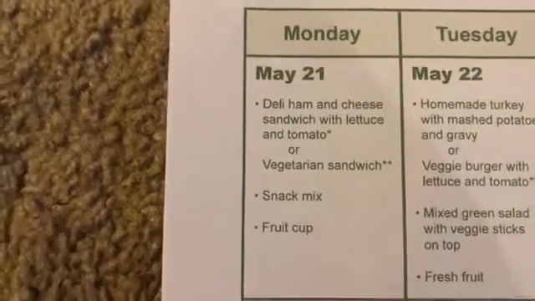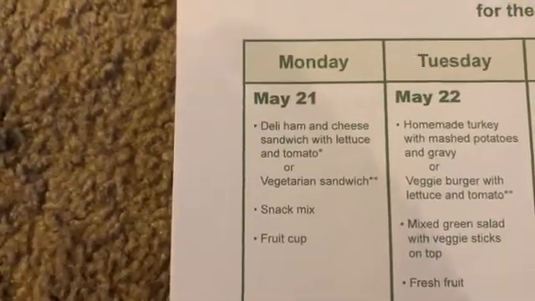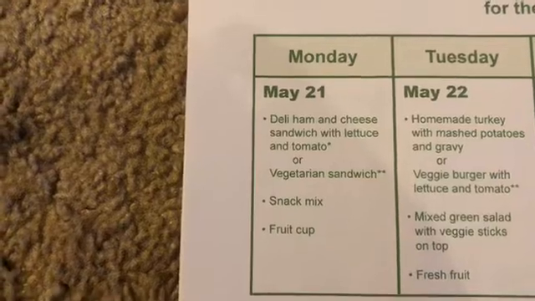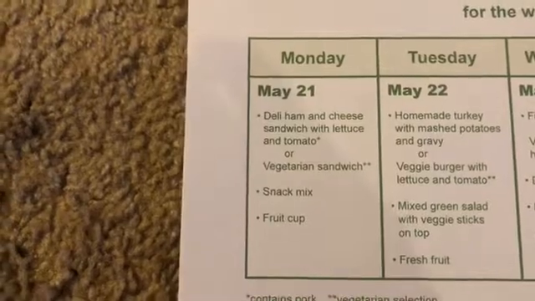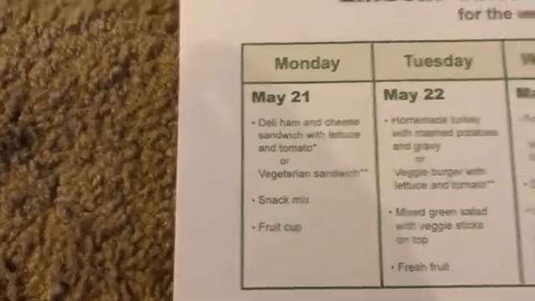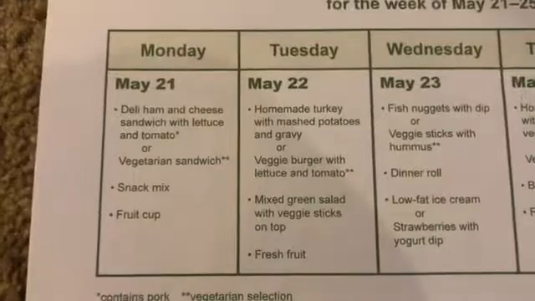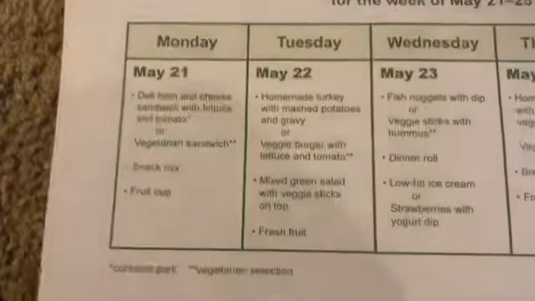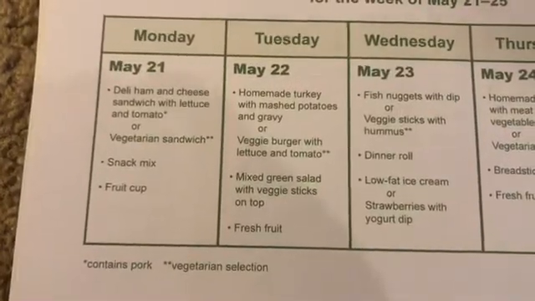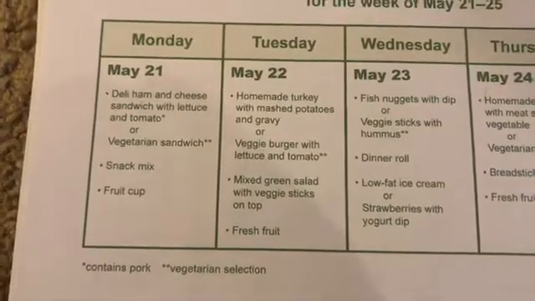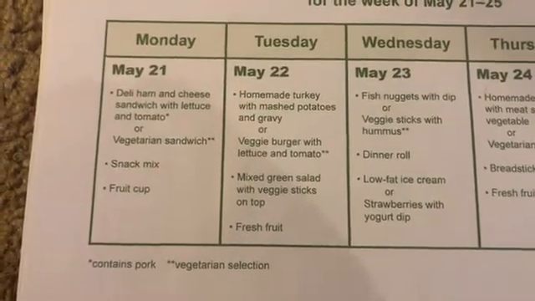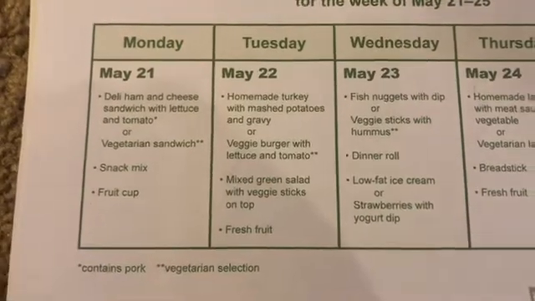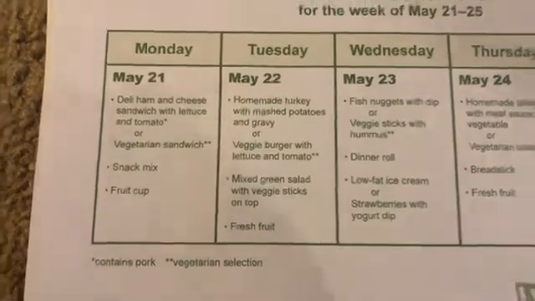If you take a look at Monday, May 21st, the students had a choice of deli ham and cheese sandwich with lettuce and tomato, or a vegetarian sandwich, snack mix, and a fruit cup. The next day, you can tell what the students had by looking at that next column. On Tuesday, May 22nd, they had homemade turkey with mashed potatoes and gravy, or a veggie burger with lettuce and tomato. They could choose from a mixed green salad with veggie sticks on top and fresh fruit.